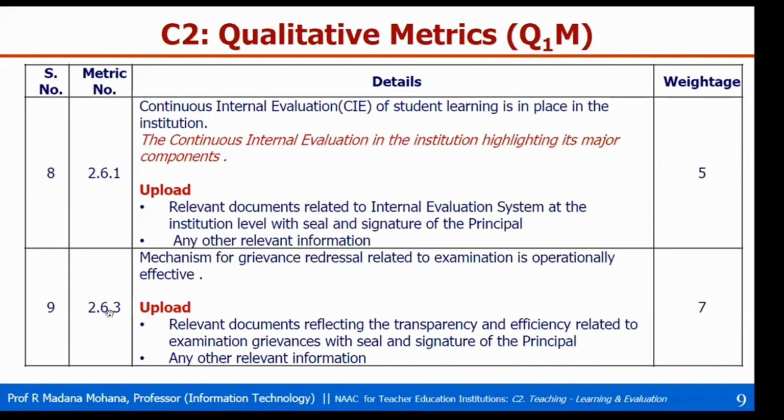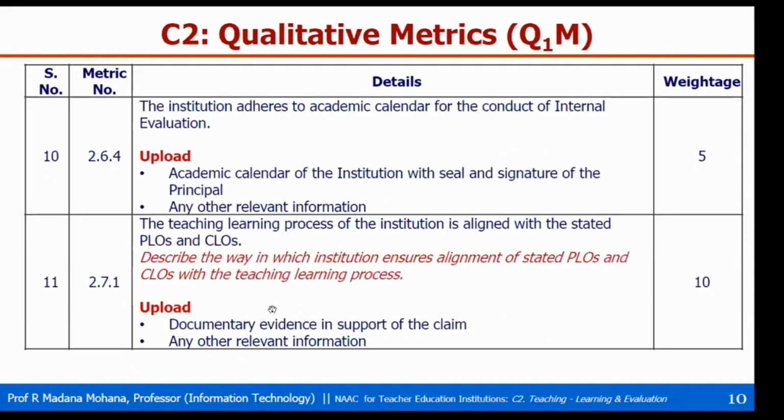Then the next metric, 2.6.3, mechanism for grievance redressal. This grievance redressal is related to examinations. Whether examinations are operationally effective or not. Any complaints received from the students regarding internal marks, any other issues, those can be addressed through the grievance redressal committee. So here, relevant documents reflecting the transparency and efficiency related to examination grievances, with seal and signature of the principal, need to be attached. Any other relevant information you can provide.